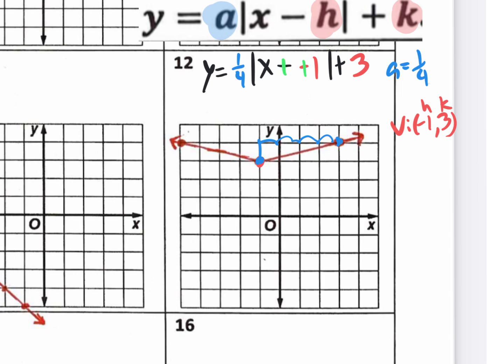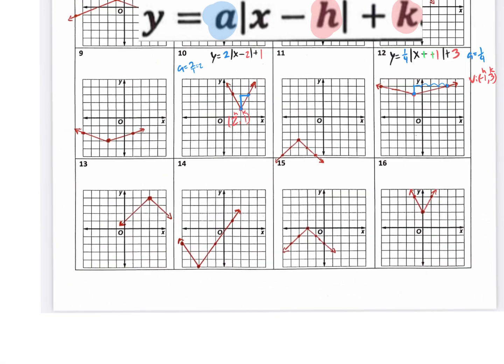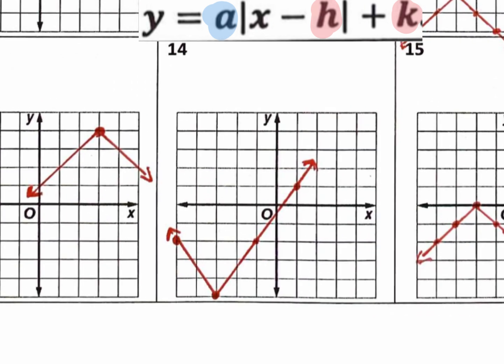And number 14, what's a vertex right there? That's -3, -5, correct? 1, 2, 3, 1, 2, 3, 4. Oh no, 5. My bad. So we now know our h and k. Our a value is simply 2 points from one to the other. What's happening? You're going up 1, 2, 3 over 2. So the a value is up 3 over 2.